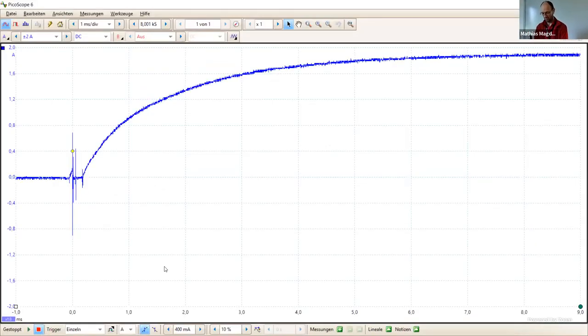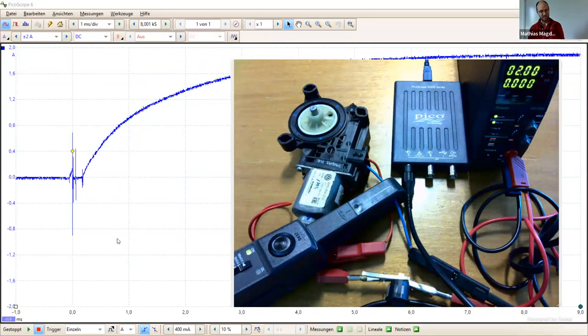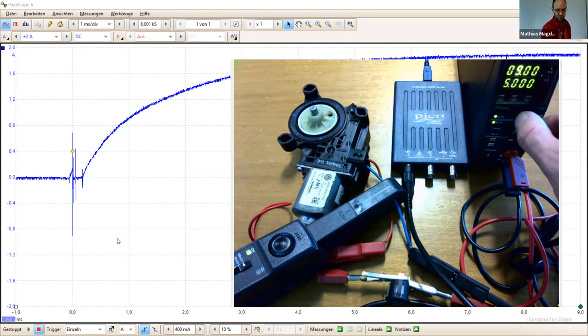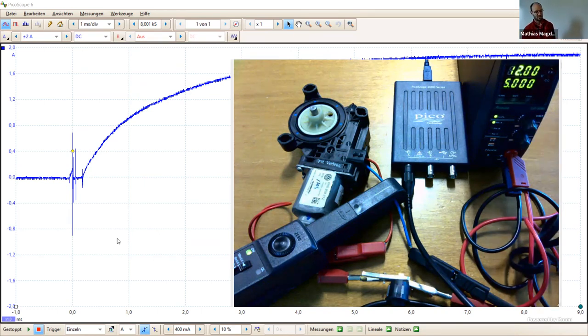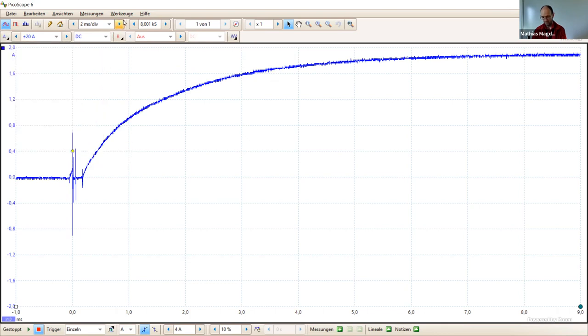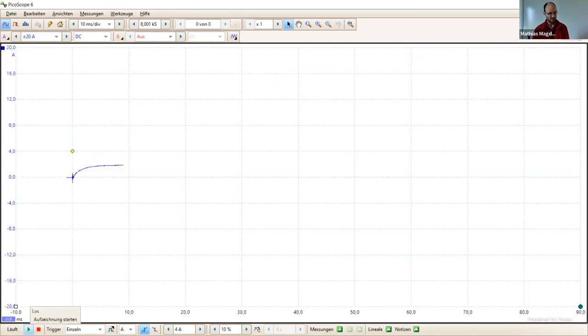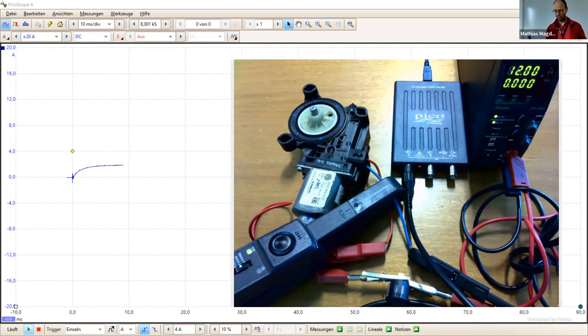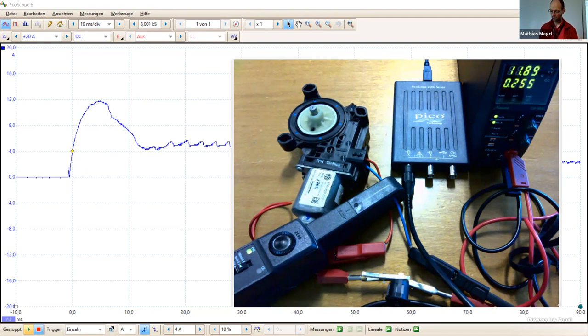So let me find my scope program here once again. And so now what I will change, I will use a much higher voltage. I will go up to 12 volts. And I will change the setting here on the current probe. And change the setting here. Okay. And I will make the range a little larger than is displayed here. And then we can trigger once again and switch on the motor. And this works perfectly nice.